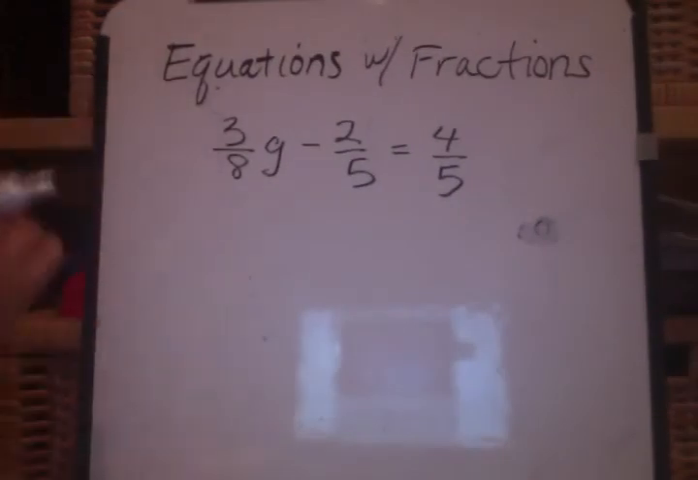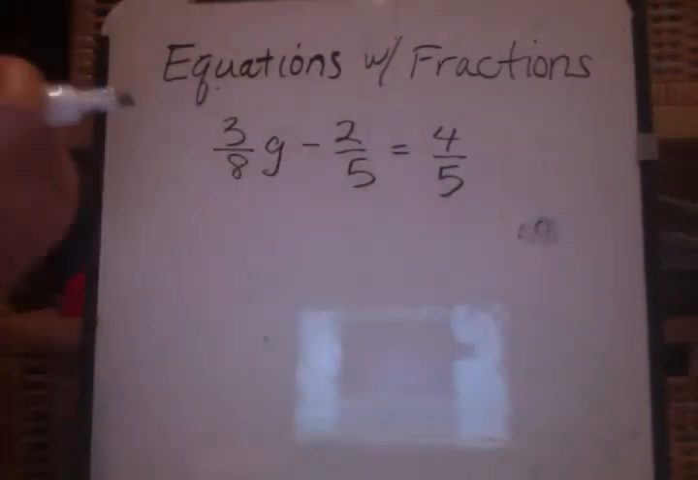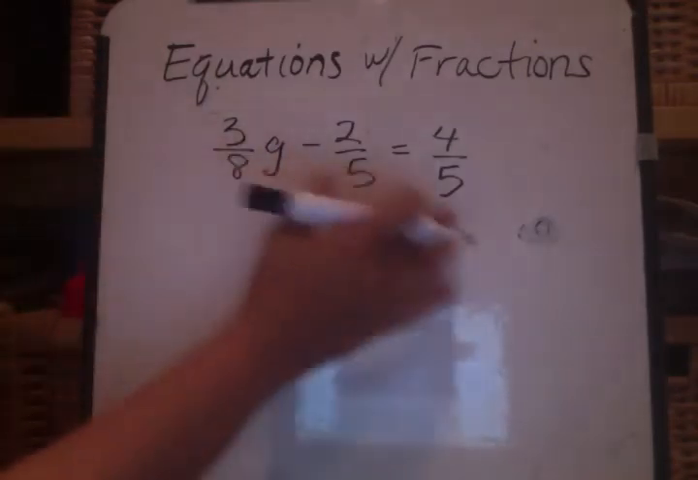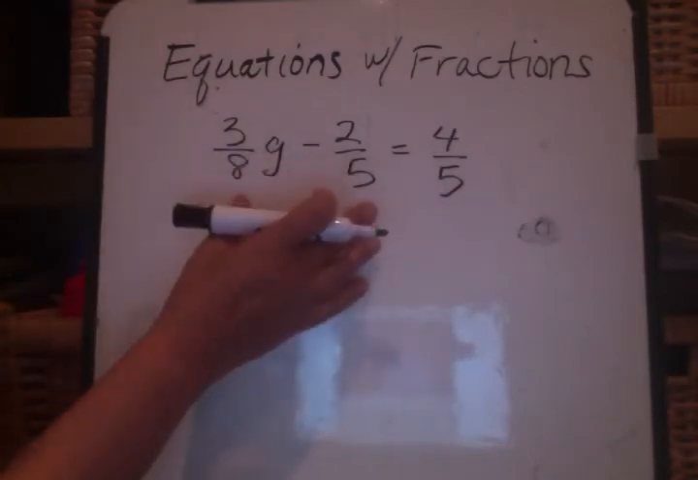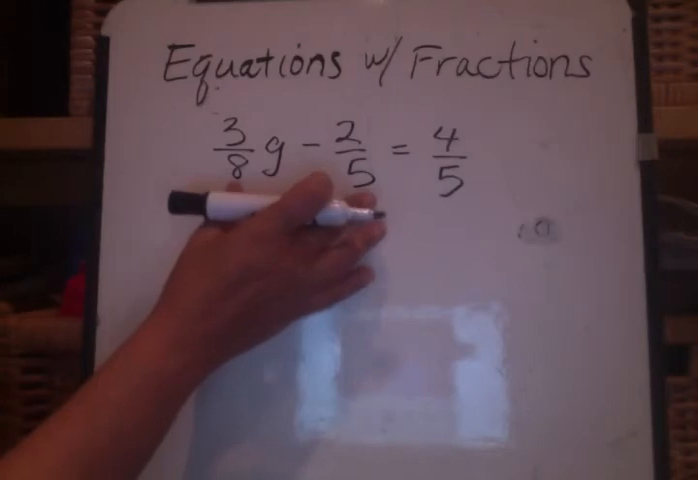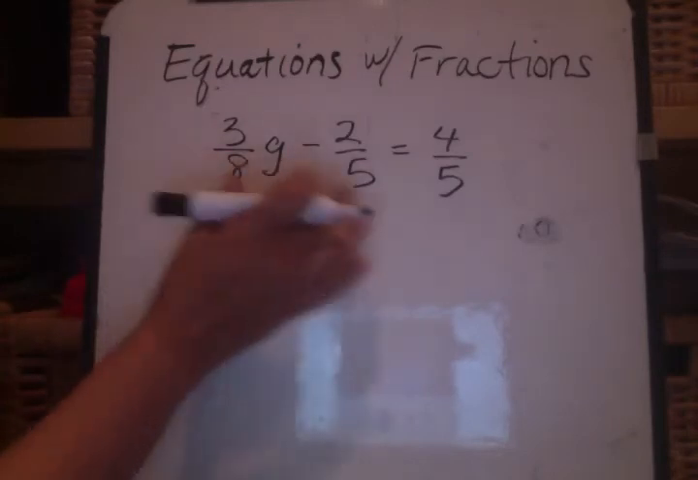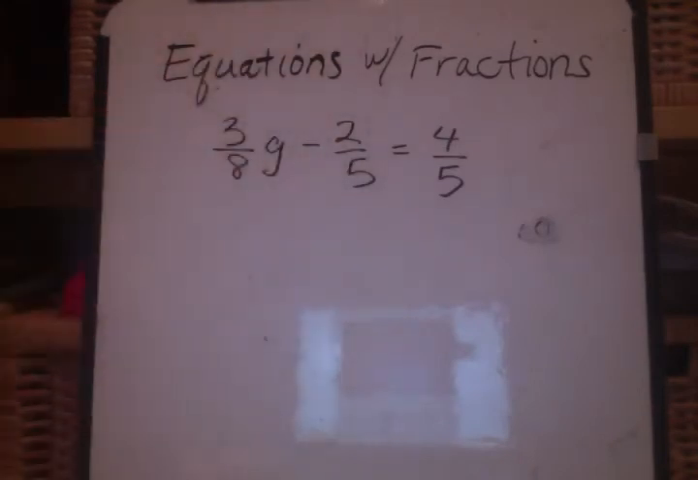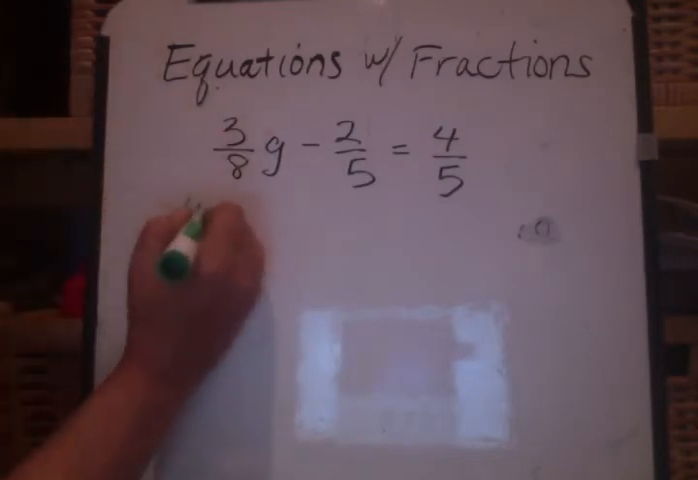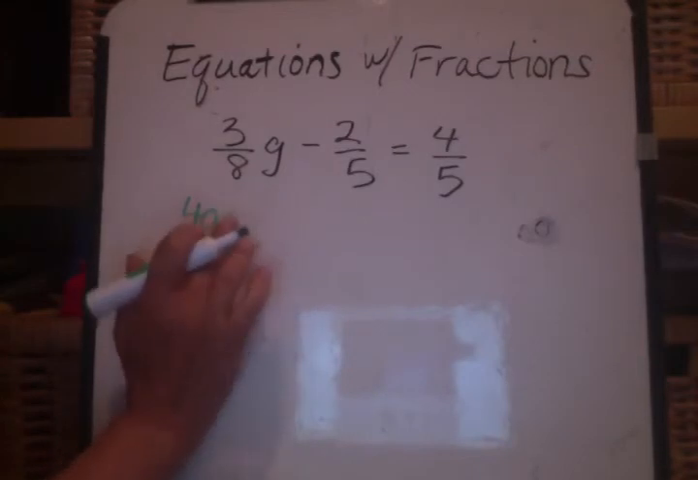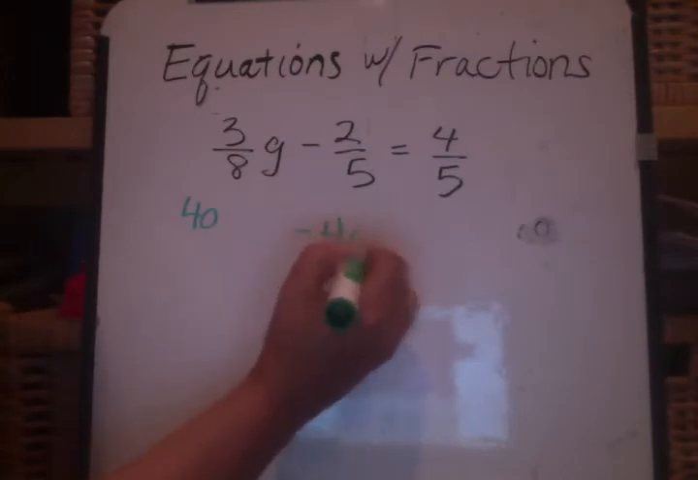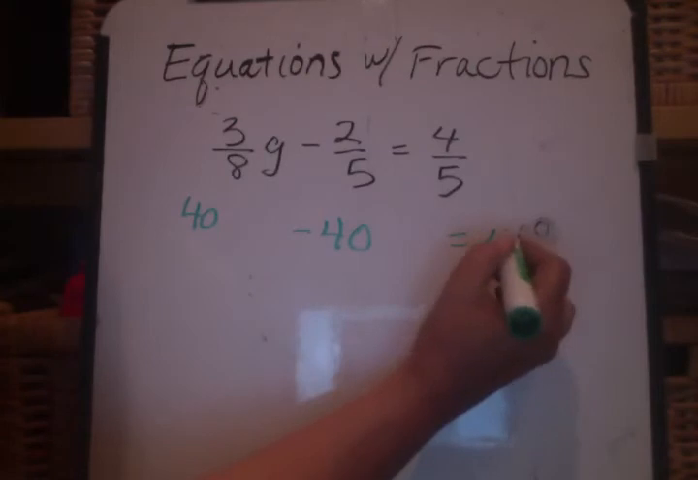So the other thing I can do here is multiply each term by the same number and help get rid of all these fractions. So I would multiply each term by the common denominator of 8 and 5, which is, I'm going to use 40. 40 is the common denominator between 8 and 5. All right, so I'm going to write that in a different color so that you can see how this looks. So I'm going to do 40 times 3/8 g. Oops. I'll put 40 here. Minus 40 equals 40.